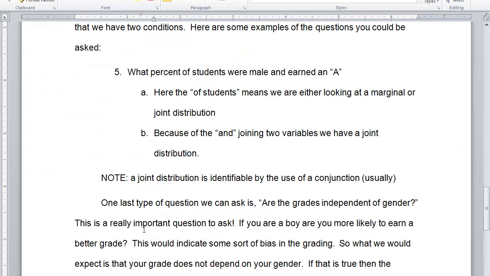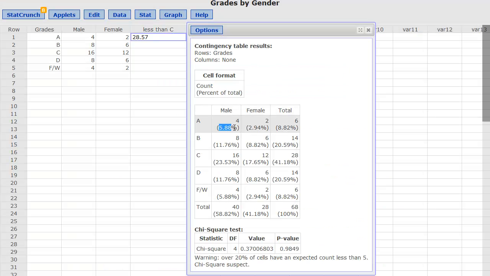And so if I look at my question, what percentage of students were male and earned an A? The answer to that question is 5.88%. Interestingly, if you are thinking about the marginal distribution, remember our marginal distribution answers are actually right here also. So another way of doing the marginal distribution, if you're wigged out by the whole columns are rows and rows are columns thing. Okay? And so that's what that looks like.